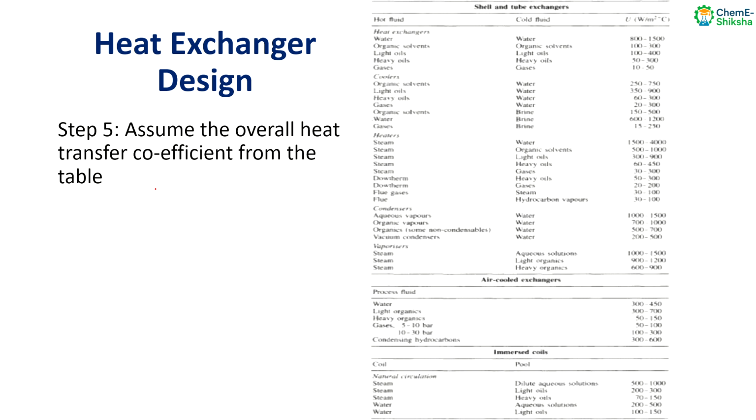We also know the corrected temperature difference delta Tm, but two are unknown, that is one is U, another one is the area A. So if we want to calculate the heat transfer area, we need to assume the overall heat transfer coefficient U. For assuming this overall heat transfer coefficient, there are standard tables. So from there we can assume the value of U. For example, if we have steam as our hot fluid and some heavy or light organics as the cold fluid, then these are the ranges.